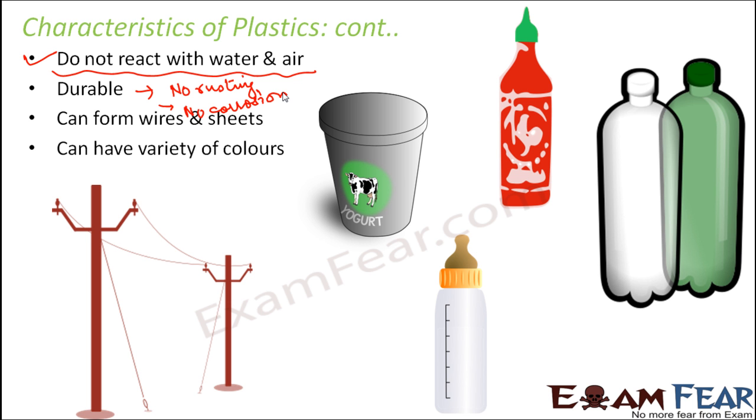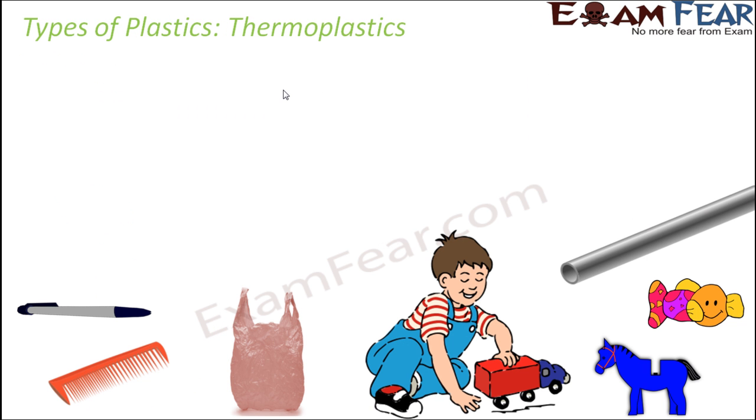They can have a variety of colors, so they are available in a lot of colors. So let us now see the different types of plastics. In plastics also we have many types with different properties. Broadly there are two types of plastics. One is thermoplastics. So what are thermoplastics?